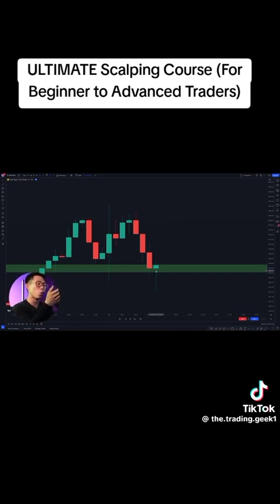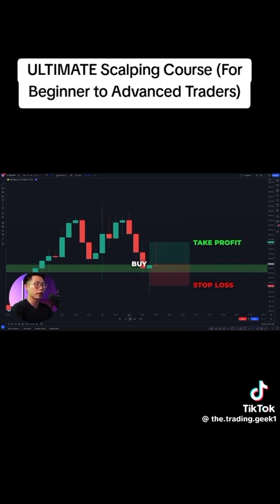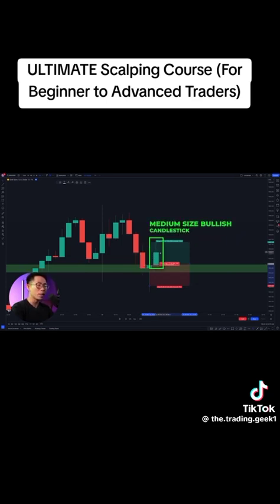Basically, right now, buyers have entered the market. That is the first sign of buying momentum and buying pressure. So what you can do is to enter for a buy right here. And like I said, if you want to play it safe, by all means, go ahead, wait for the next few candles. You can see the next candle gave us a medium-sized green bullish candlestick with a nice body.